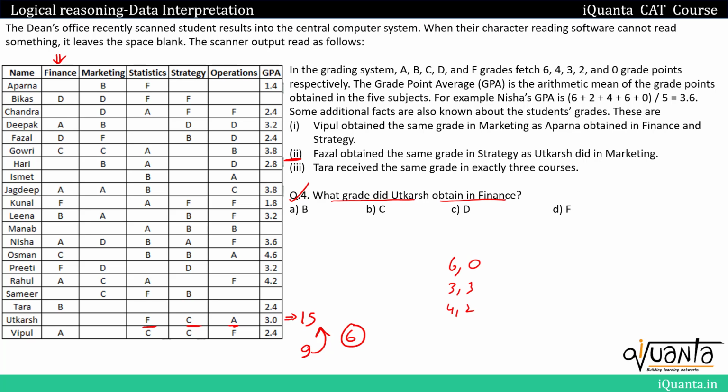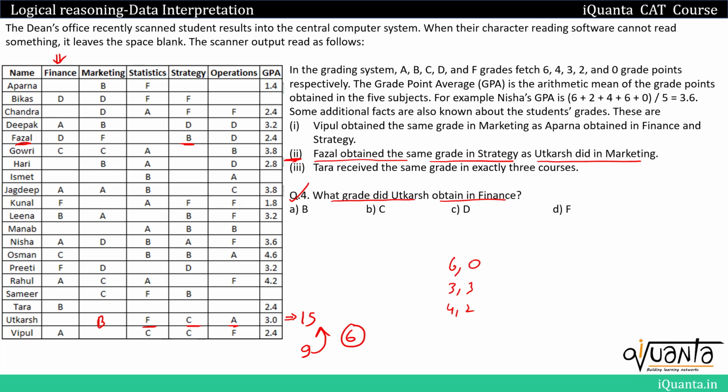So for that we have some clues over here. Don't miss them. Fazal obtained the same grade in strategy as Utkarsh did in marketing. So what will be the score of Utkarsh in marketing? It will be the same as Fazal. So what will be the grade of Utkarsh in marketing? It will be the same as Fazal in strategy. So Fazal is over here in strategy. His grade is B. That means Utkarsh in marketing will have grade B.